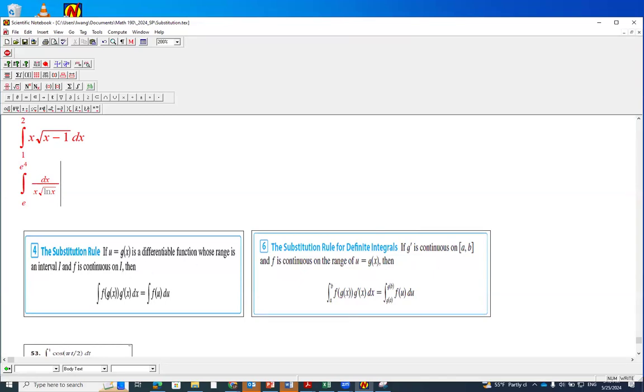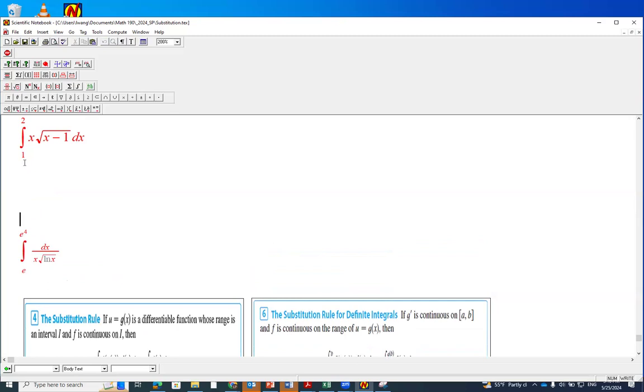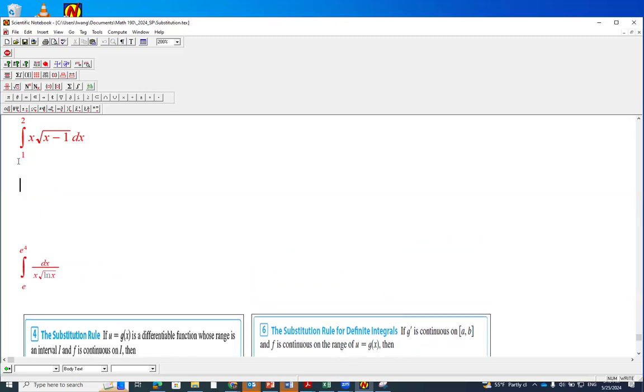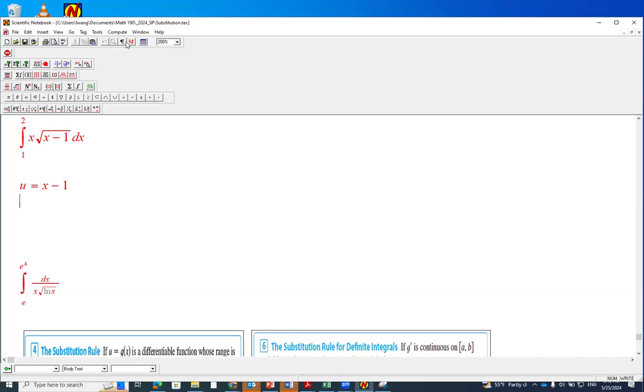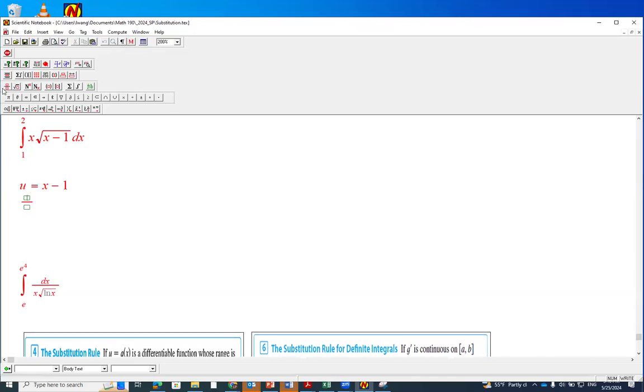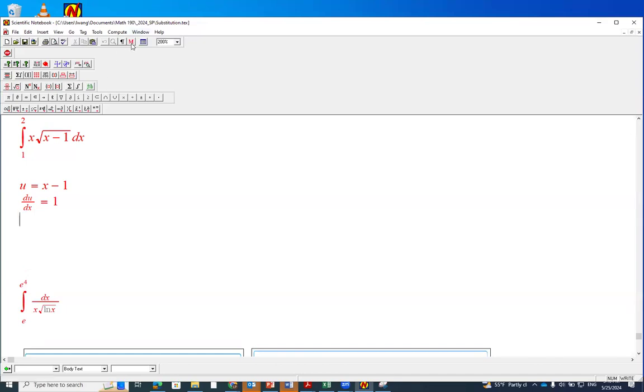Okay, so now the first one. The first one actually, it's not hard, but it requires a little bit of algebraic skills. Okay, so what I'm going to do is I'm going to assume u equals x minus 1. And obviously, if I take du dx and take the derivative of x minus 1, I get 1. So what I get here is du equals dx. Dx and du are the same thing.